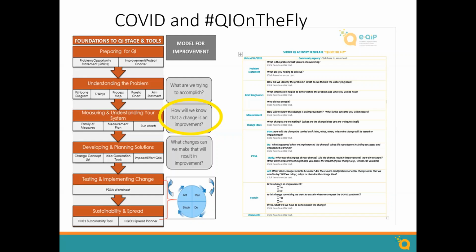On the right-hand side, this might be a little bit newer to some. This is our QI-on-the-Fly template that the E-QIP team has developed to help you document your quality improvement work. As we know, you're making very organic, rapid changes right now, and this is available to you to help you organize some of those QI concepts. We'll be circulating that in the follow-up email that should be coming out later this week.